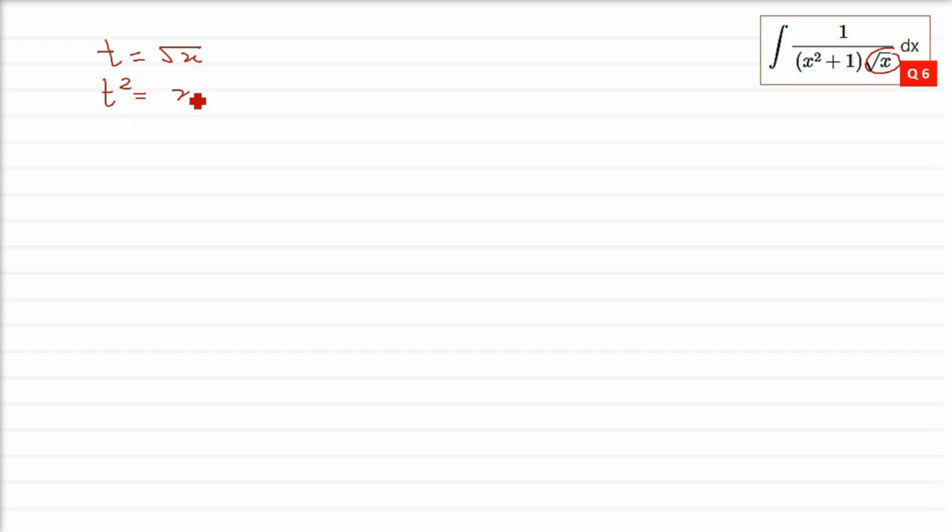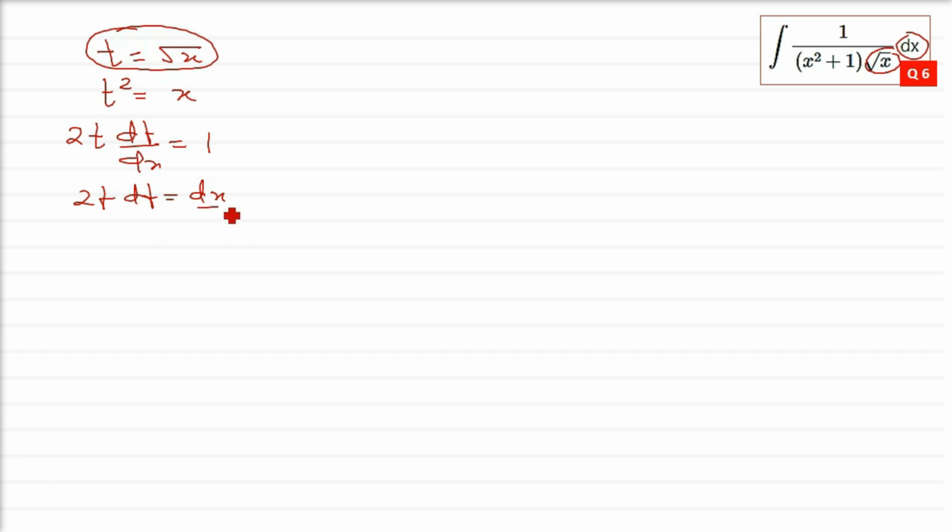When you square both the sides, t square will be x, and if we differentiate, 2t dt by dx will be 1. That is, 2t dt will be equal to dx. So we have got something to replace for dx. T also we got, root x replacement will be t.